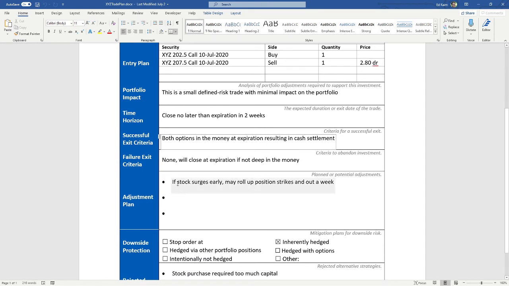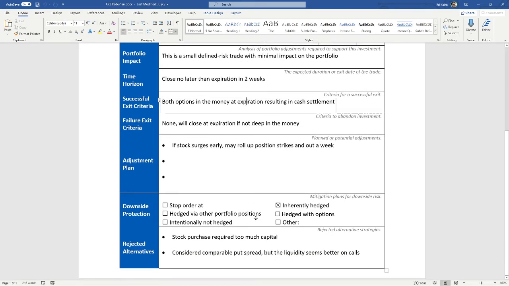The adjustment plan would say, like, if we see that the stock surges, maybe you roll up the position strikes and out a week, maybe get a little closer to earnings since there's a little bit of buffer there. And then we've got some area to talk about downside protection. So because it is an option spread, it is inherently hedged. We know exactly what our risk is here, and it's a risk that we're willing to take. And then some of the reasons we didn't take some of the other ideas, like, for example, the stock purchase would require too much capital, and maybe there was a put spread, but that didn't have the liquidity. Again, this is just a scenario example of something you can see, and you can walk through this in one of our hands-on exercises on our training site.